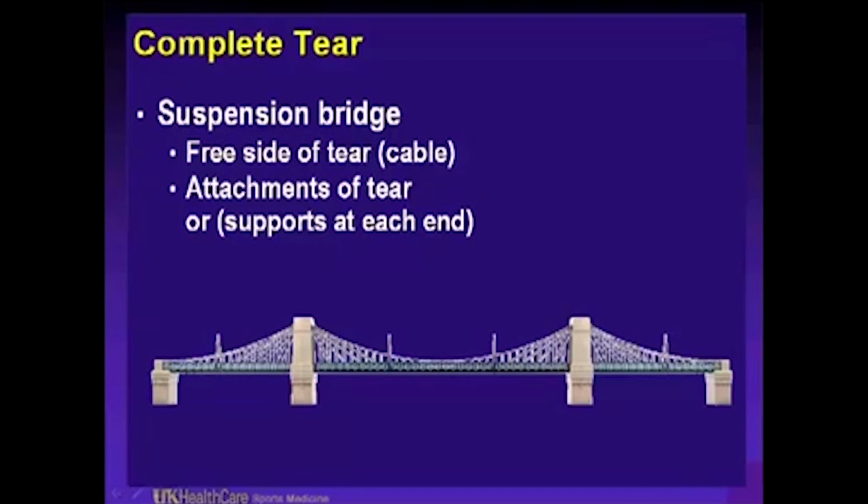If the tear is well balanced, it can be like a suspension bridge, where the free side of the tear is the cable, and the attachments of the tear are the support on either end. So if you have a balanced rotator cuff tear, sometimes patients can have full range of motion.